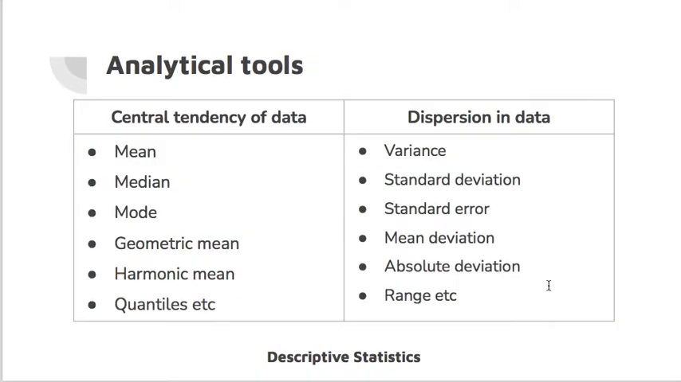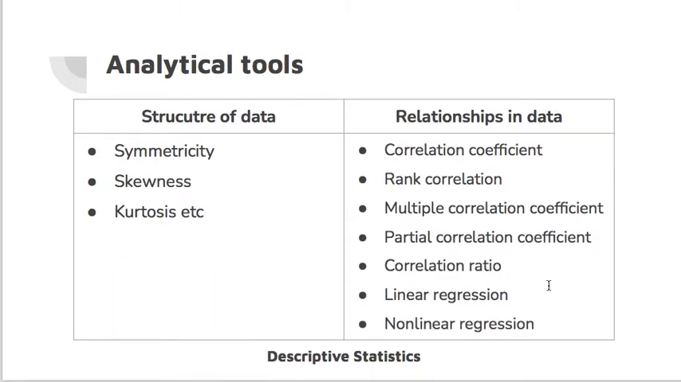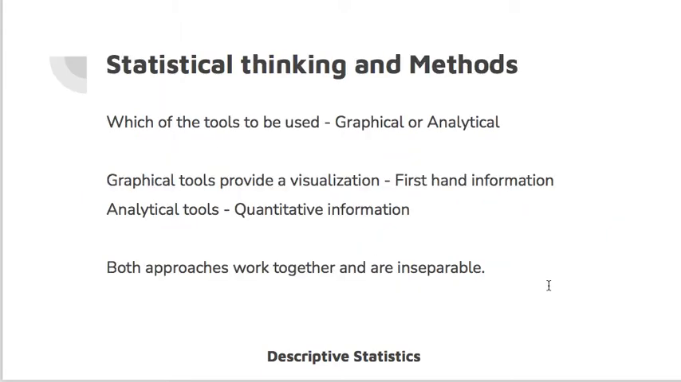These are all the graphical tools and analytical tools: central tendency, measures of dispersion, and data structure and the relationship. Which of the tools to be used? That is going to be the big question. Which of the tools to be used, graphical or analytical? You can use both types of tools, as your question or as your objective requires.